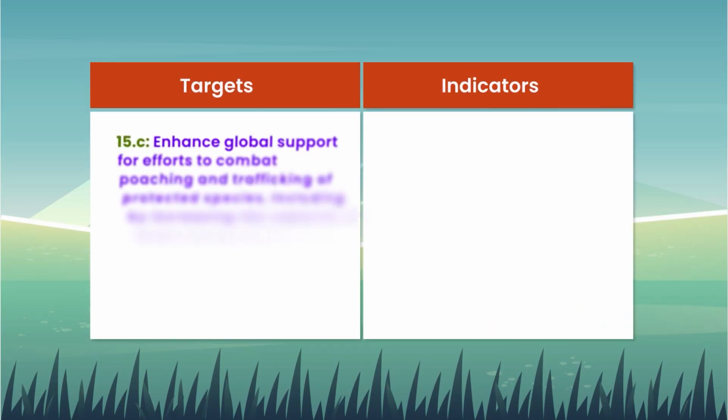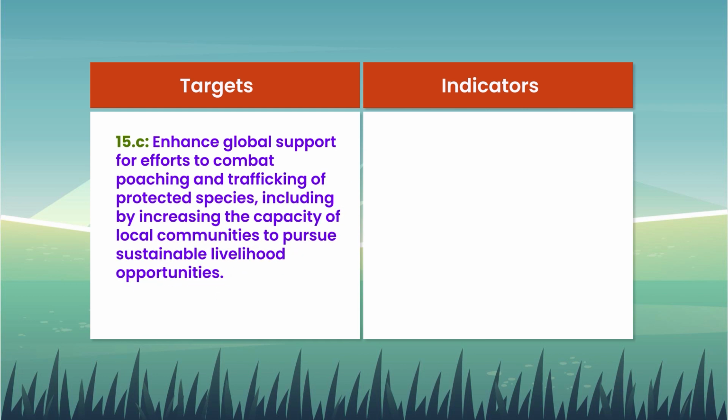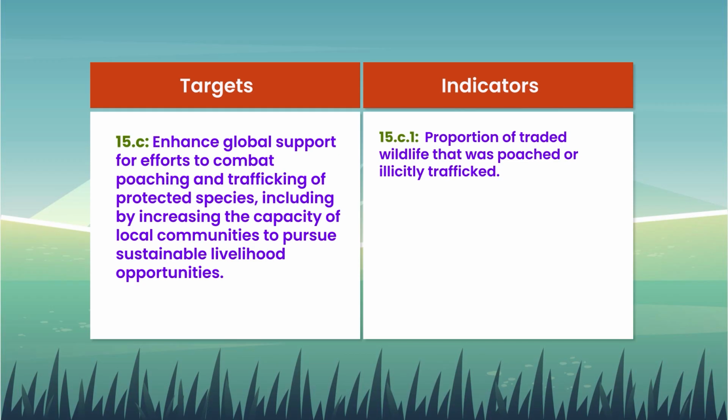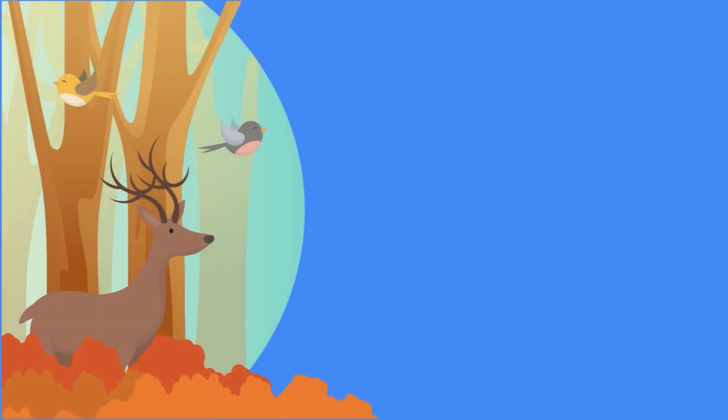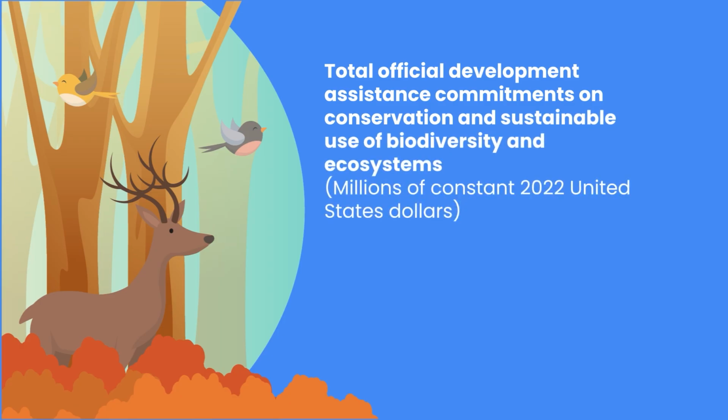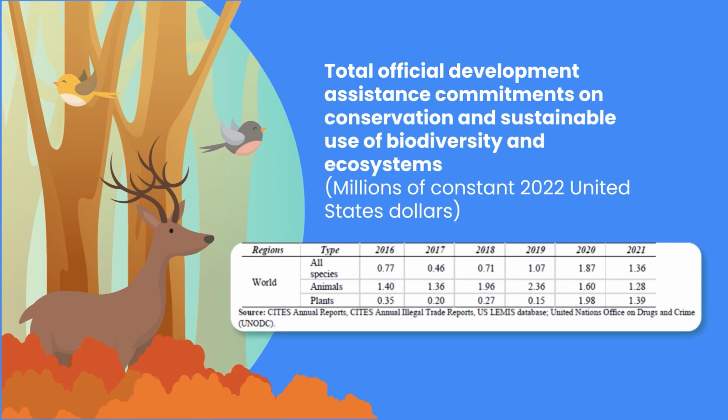15C is on enhanced global support for efforts to combat poaching and trafficking of protected species, including by increasing the capacity of local communities to pursue sustainable livelihood opportunities. The indicator is the proportion of traded wildlife that was poached or illicitly trafficked, right. Here also we still have this issue: 0.77 was there in 2016, now 1.36. Okay. So, we need to improve a lot.